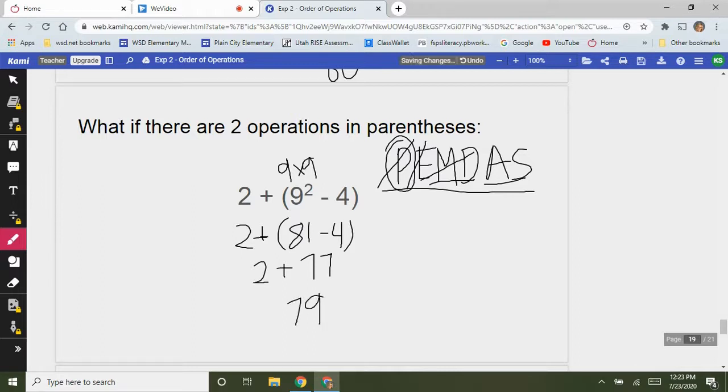So if we have 2 things in the parentheses or 3 things, right? Once we get inside those parentheses, we start order of operations over because sometimes we actually could have parentheses inside of some parentheses. So just always make sure that you're following order of operations once you get inside those parentheses.